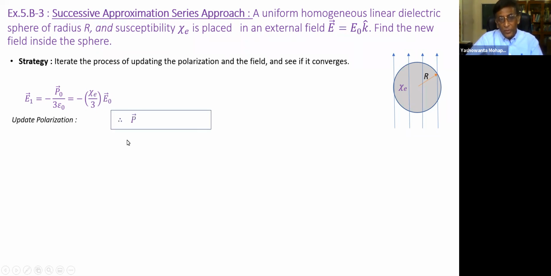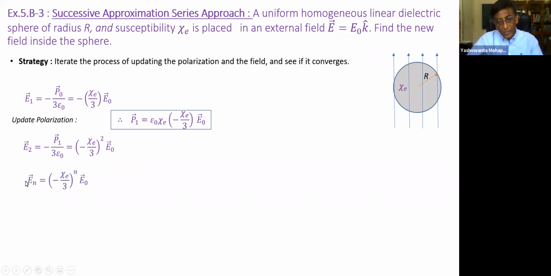Then P1 at the next level would be chi naught chi E and E1. E1 I have already gotten as minus chi E by 3 E naught. So I got P1. Now I know P1, I can calculate E2. E2 will be again minus P1 by 3 epsilon naught. And we can clearly see that all we have done is multiply by minus chi by 3 each time. I can keep doing this process. From E2, I'll calculate P2, and from P2, I'll calculate E3, and so on and so forth.